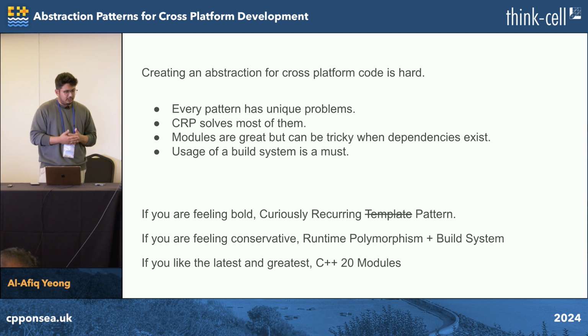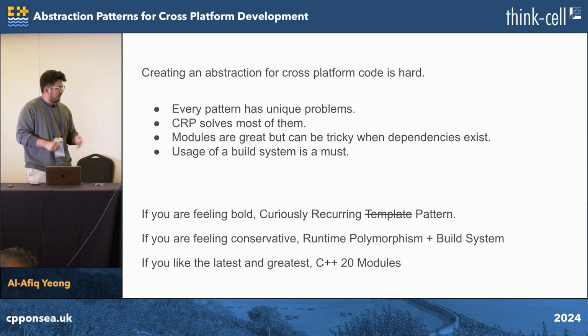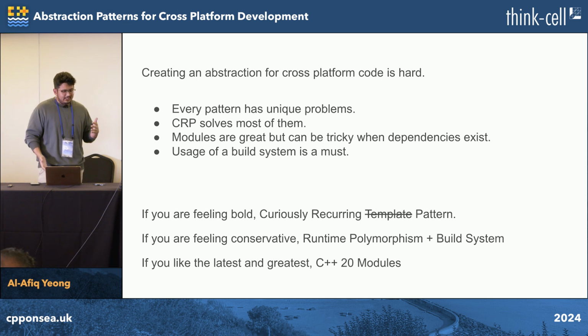So my advice is, if you're feeling bold, use the CRTP-minus-template method. If you're feeling a little bit conservative, use runtime polymorphism and build systems. That way you don't have other platforms' implementation details in the final executable. If you like the latest and greatest, use C++20 modules.